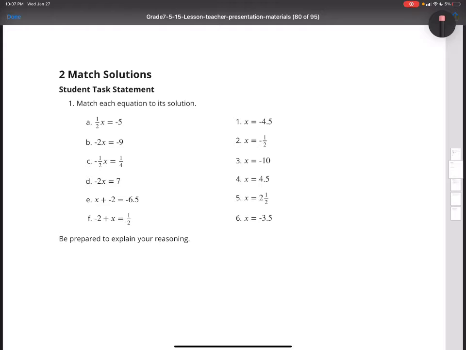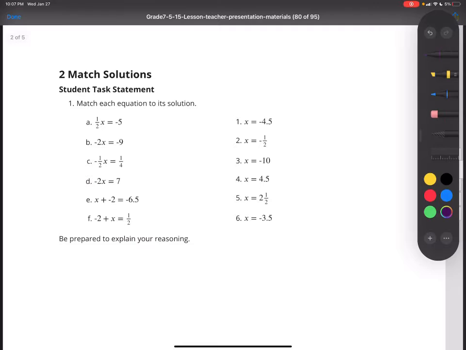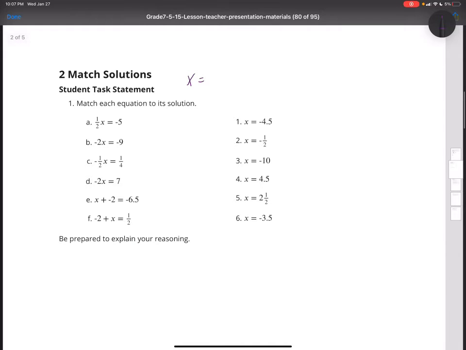So let's look at part A. Part A says half of this number is equal to -5, and I want to write that down. Anytime I refer to this number, I'm talking about the value of x. I like to say "this number" because it puts things more in perspective for my students in the class. So it says 1/2 of this number is equal to -5.